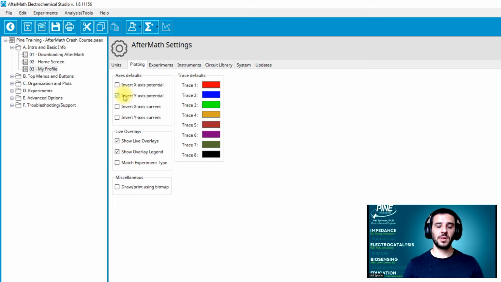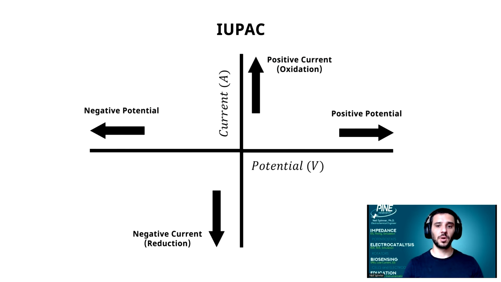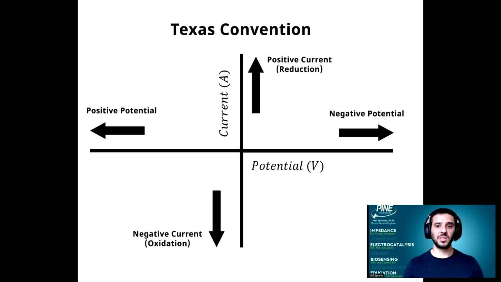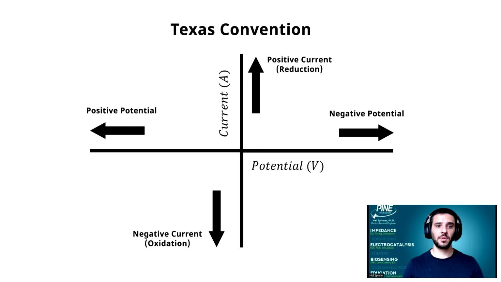For example, by default, AfterMath displays data according to what is commonly called the European or IUPAC convention, where positive current represents oxidation and negative current represents reduction. However, these preferences can be inverted for potential, current, or both, which would adjust the data plotting to be more in line with what is commonly called the Texas convention.